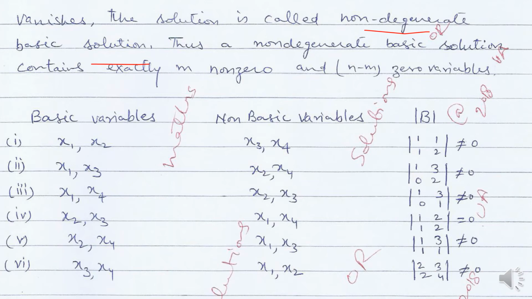So only two basic variables will be there. It means we are taking two non-zero and two zero. So basic variables are the non-zero variables. So x1, x2 are non-zero, x3, x4 are 0, that is non-basic. Basic variables are x1, x3. Then we have non-basic x2, x4. Basic variables are x1, x4. Then non-basic are x2, x3. So we take two variables here, and the rest of the two will be non-basic variables.